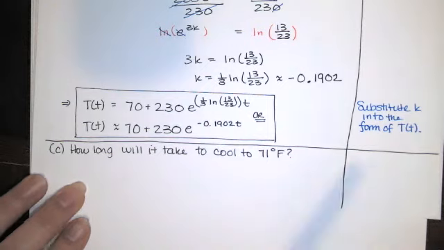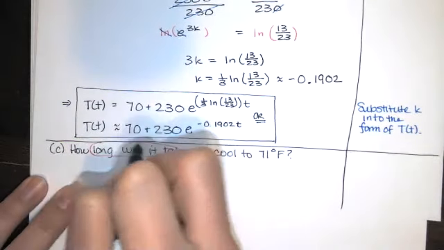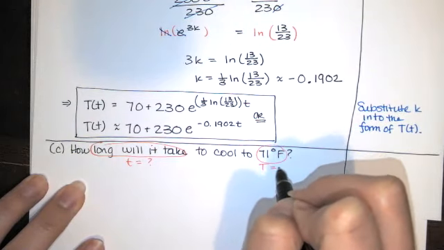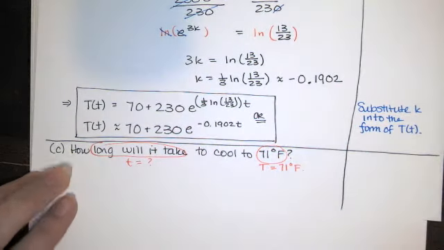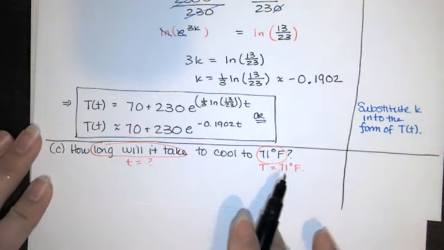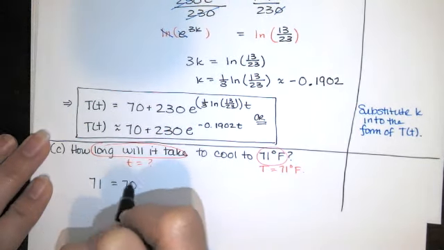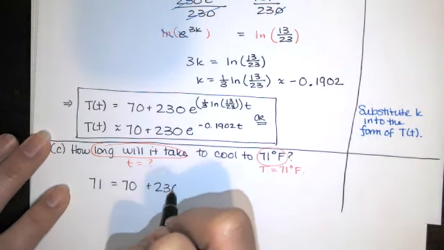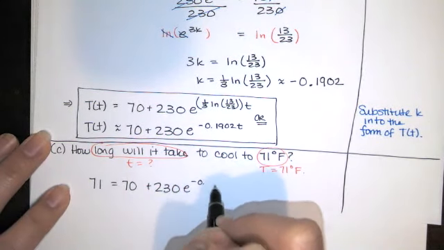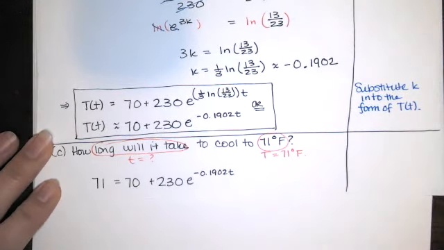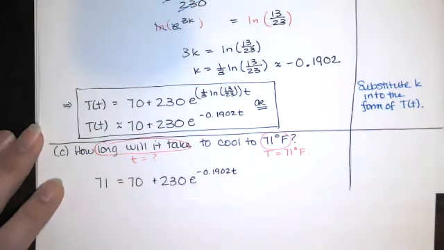When it says how long will it take, that's asking for a time. And this is telling us that the temperature is going to equal 71 degrees Fahrenheit. So we just replace T with 71, and then we solve for little t. You can use that logarithmic expression if you want to, or you can just use this decimal approximation. I'm going to use the decimal approximation this time.